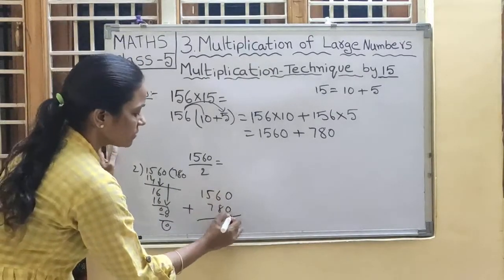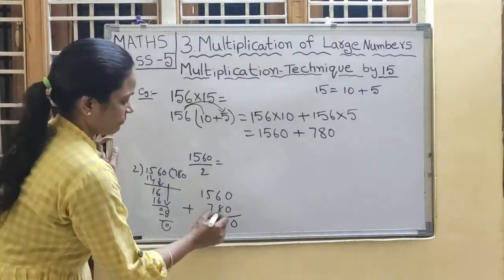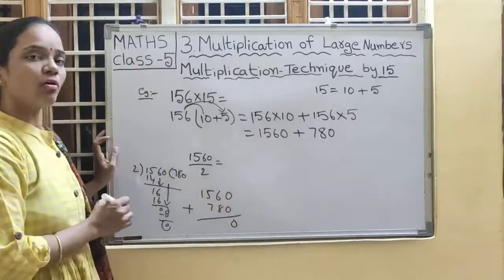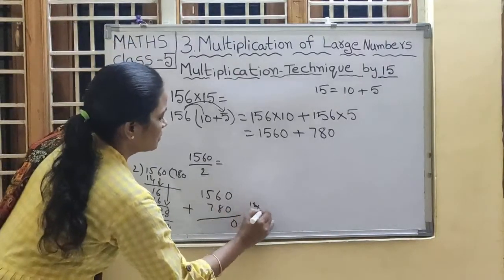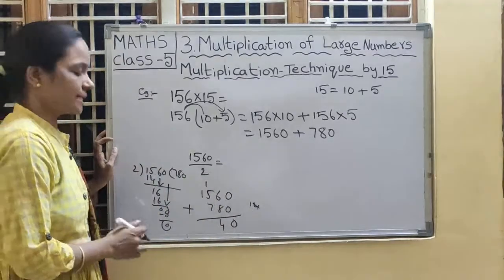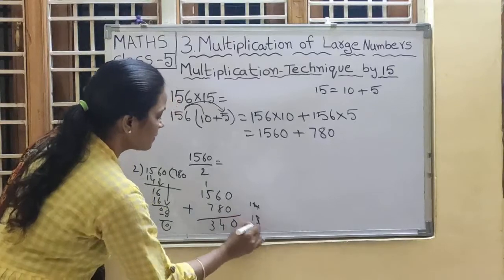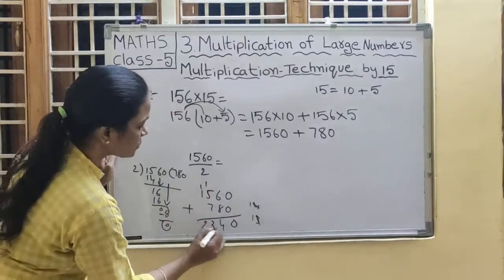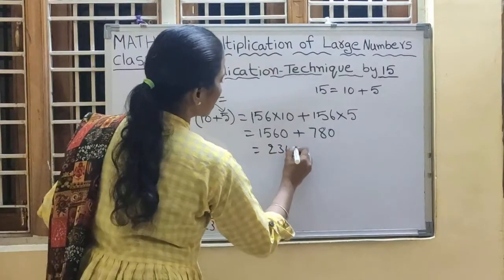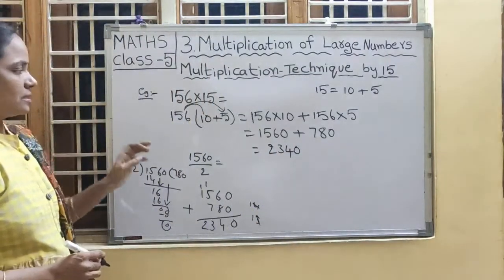0 plus 0, 0. 6 plus 8, how much? 14. So 4 right here, 1 is the carry over. 1 plus 5, how much? 6. 6 plus 7 how much? 13. So 3 right here, 1 is the carry over. 1 plus 1 is 2. So what is that answer? 2340. Okay, have you understood, children?